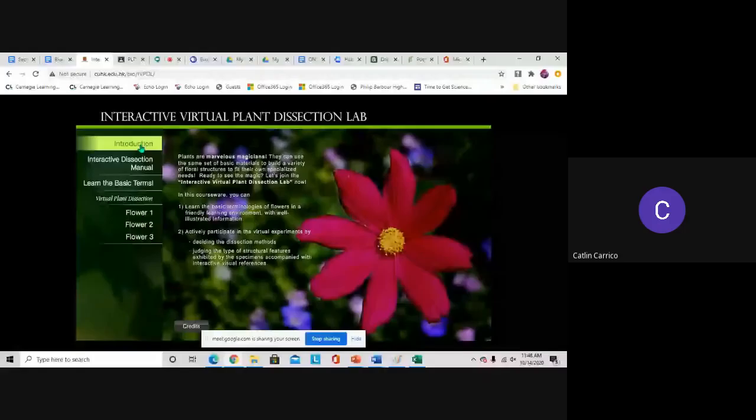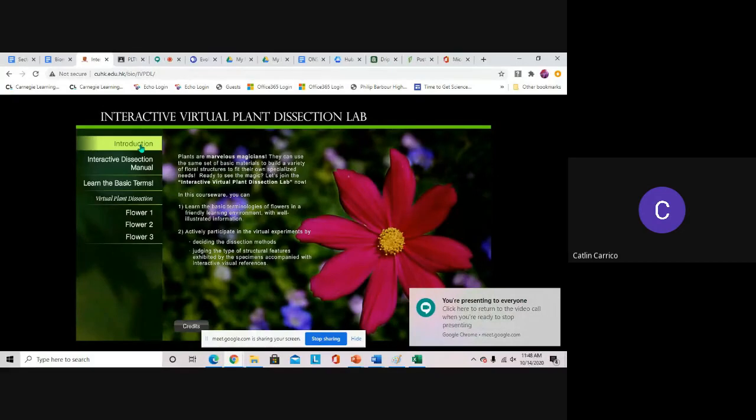So it seems like there has been some problems with the virtual lab for the flower dissection. I'm able to pull it up on my screen. So what we'll do is I'll just upload this recording for you to be able to go through the lab, and you'll be able to answer your questions and also just turn in that you have completed it. Because I'm not sure what exactly happened.